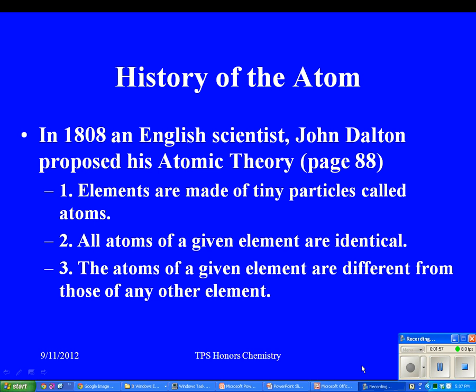In 1808, an English scientist, John Dalton, proposed his atomic theory. You can find this in your book. I'm not sure if it's on page 88 anymore or not, but you can definitely find the parts to his theory. The first one was that elements are made up of tiny particles called atoms. The second was that atoms of a given element are identical. The atoms of a given element are different from those of any other element.